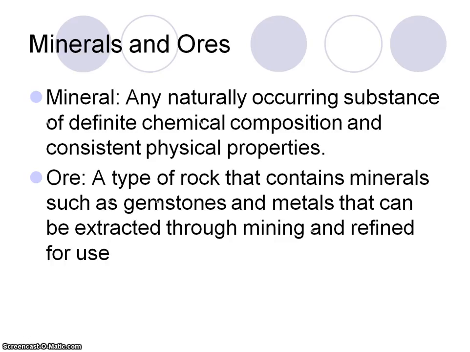And then what they would do is they would extract that gold ore through the mining process, and then they would refine it. They would melt it, and then they would remove the unwanted carbon and other rock that forms around it, and then what's left over is just melted gold itself. So mineral versus ore.